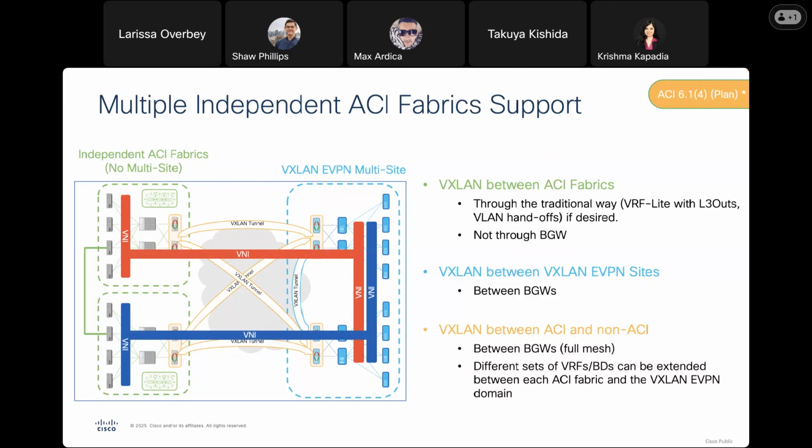When we do extend it, in this case, the VNIs for each ACI site do need to be independent. So we can't have the same. We can map that to the same, but we cannot have the same VNI for each ACI site. And that's mainly due to split horizon, which we leverage for our border gateways to help prevent loops. So the border gateways won't advertise routes learned from the interface that it initially learned the route on.